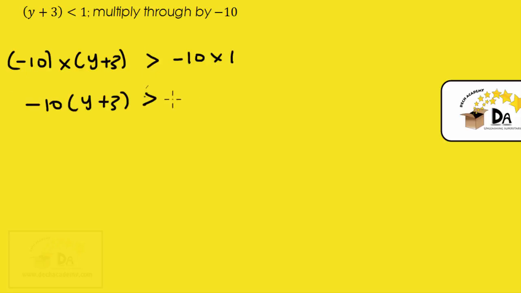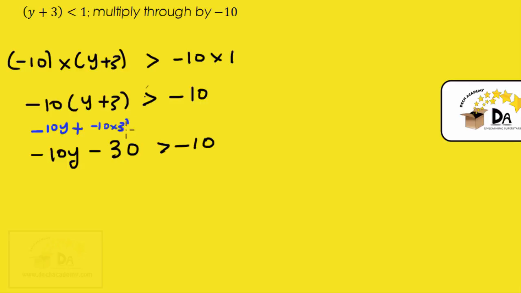Simplifying the left hand side, and the right hand side is minus 10 times 1, which is minus 10. Now, expanding this expression gives minus 10y minus 30, greater than minus 10. And it was done as follows. The term outside the bracketed expression is multiplied by the first term within the bracketed expression to give minus 10y. The sign here is noted, and the term outside the bracketed expression is multiplied by the second term within the bracketed expression, which is minus 10 times 3.